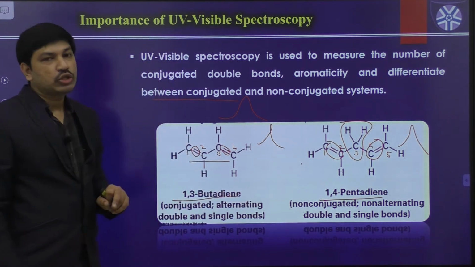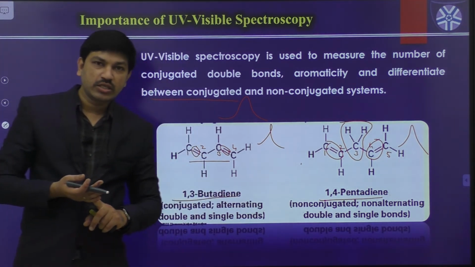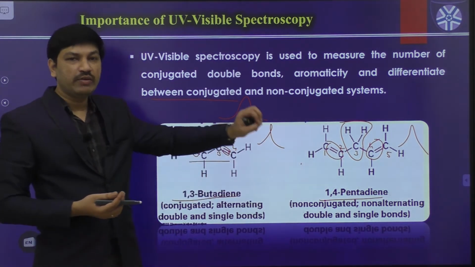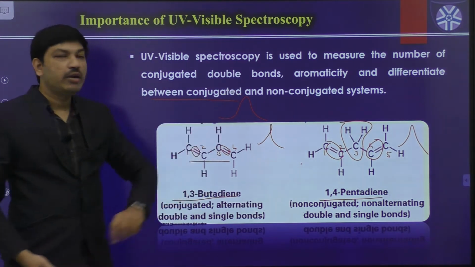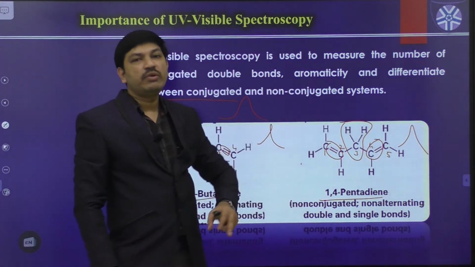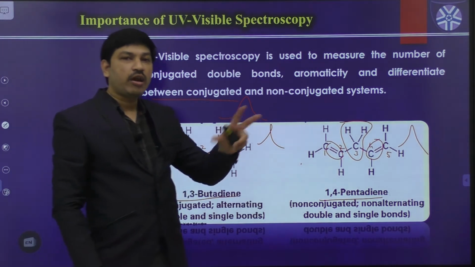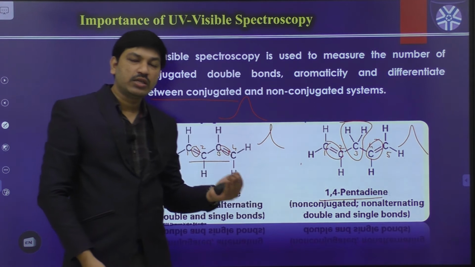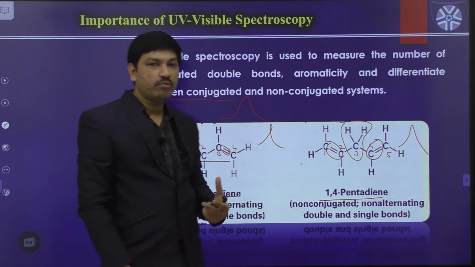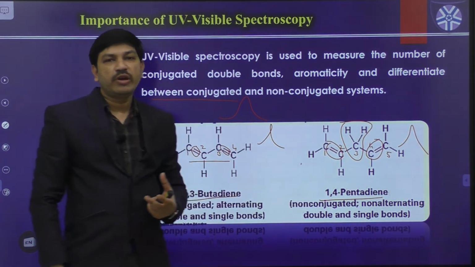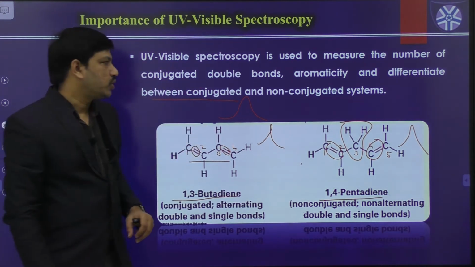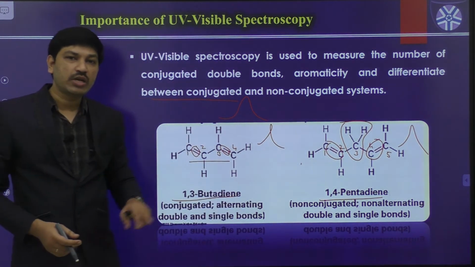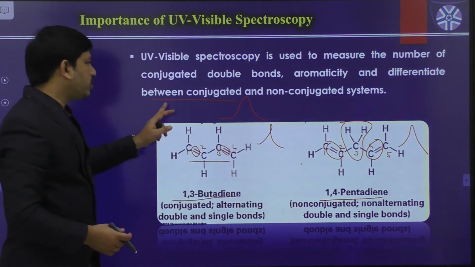So UV visible spectroscopy is mainly useful to measure 3 important things. The first thing is that it is useful to measure the conjugated double bonds available in a given molecule. And the second important thing is the aromaticity available in a given molecule. If the given molecule contains any aromatic rings, 6-member rings or 5-member rings, or naphthalene kind of moieties, or anthracene kind of moieties, or tetraene kind of moieties, all those things can be easily predicted by using UV visible spectroscopy. And finally, it is also useful to distinguish between the conjugated systems and non-conjugated systems. So that is also possible.